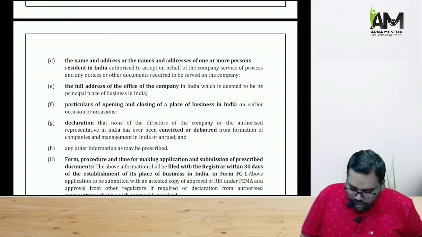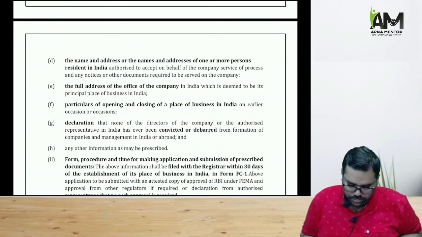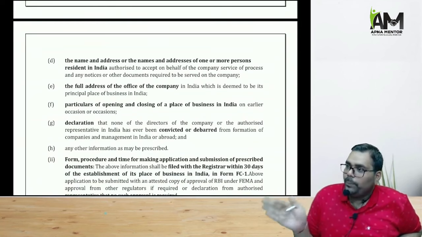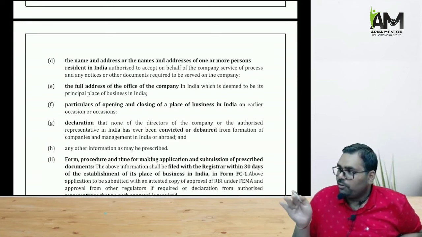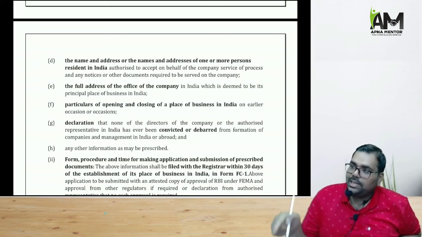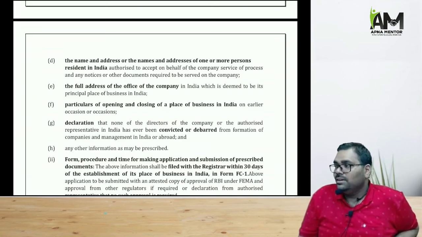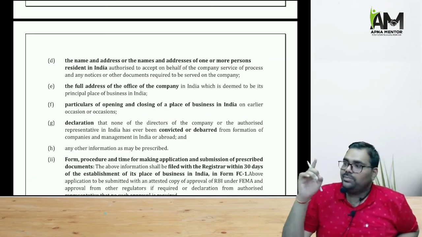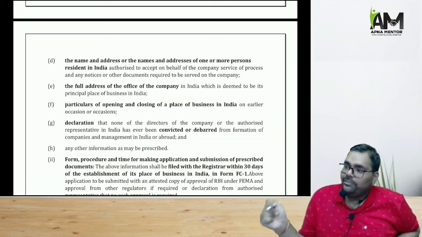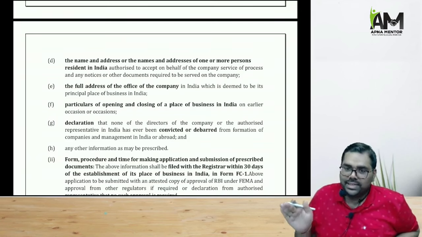Then the full address of the office in India. So tell the address of the Indian office. If earlier you opened an office in India, tell the details of that also. That I started a business in India 3 years ago also. If earlier you had closed the business in India, tell us the date of that also. That 5 years back we started a company in India, then 2 years back we closed the company in India. Tell the details of that also.